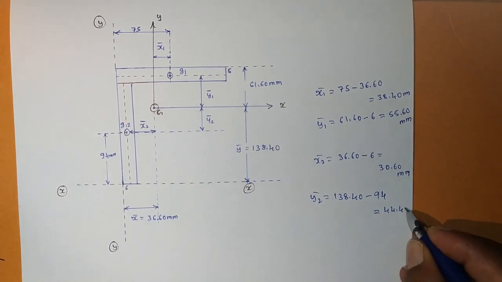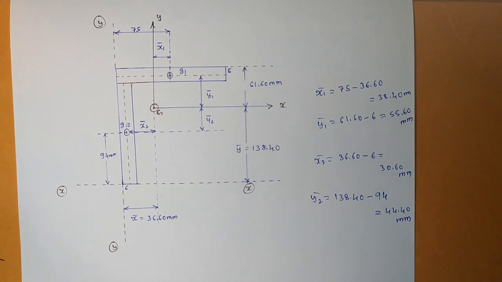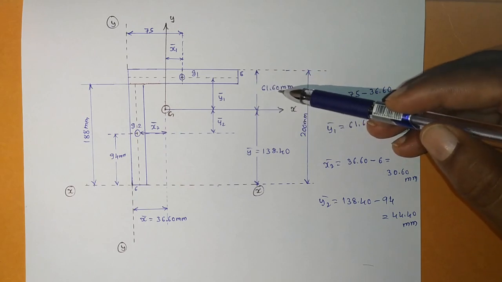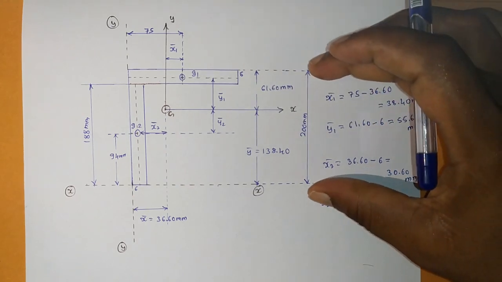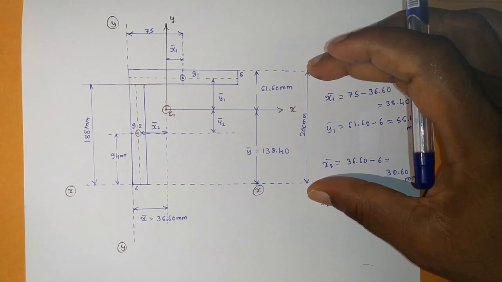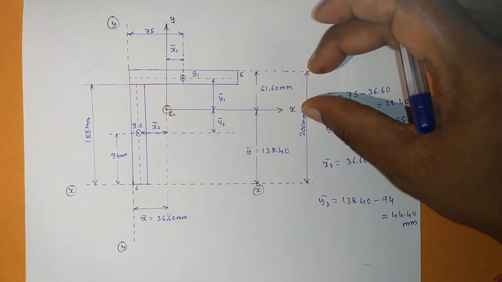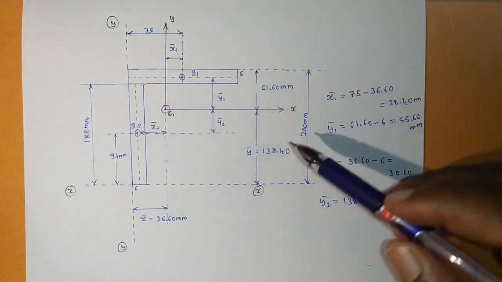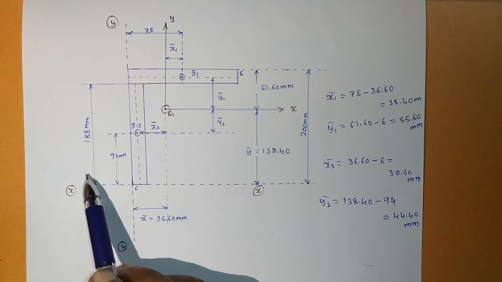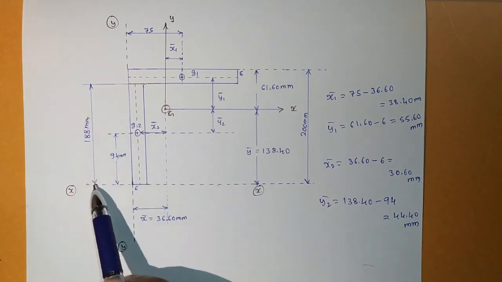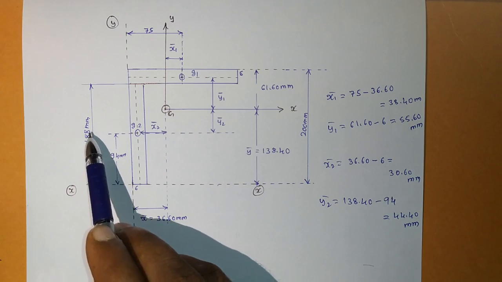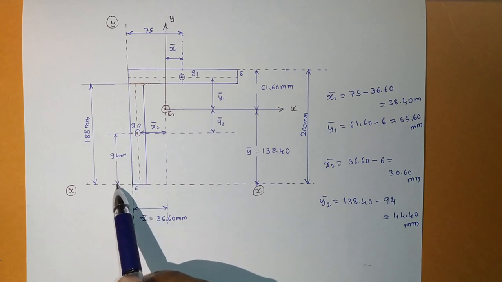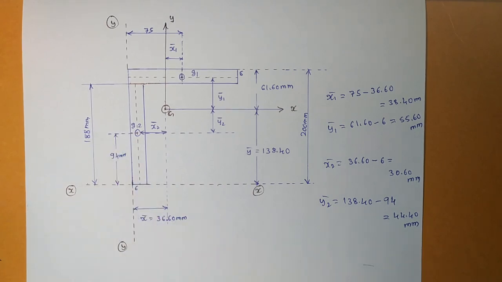44.40 millimeter. How do you mark the remaining distance 61.60 millimeter? We know the total height is 200 millimeter minus 138.40, we will get 61.60 millimeter. This is the remaining distance. Similarly, from this point to this point is 188 millimeter, divided by 2 we will get 94 millimeter from this point to this point.